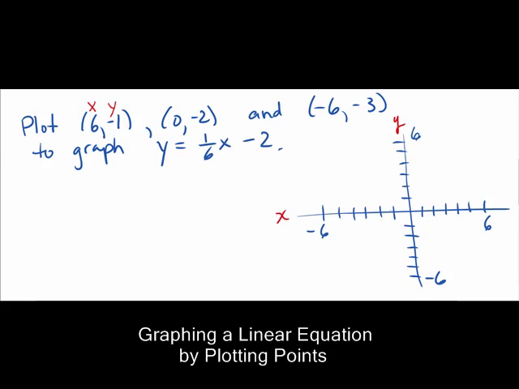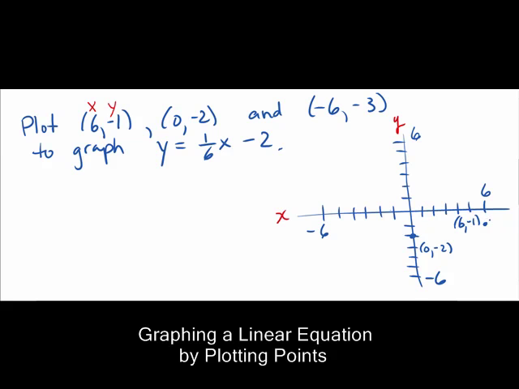To plot 6, -1, our starting point is always at the center, and we're going to go 6 to the right and then down 1 unit, and here we have the point 6, -1. It's always good to label your coordinates. Now let's plot 0, -2. 0 in the x coordinate means we're not going to the right or left, we're just staying in the center of the graph. -2 on the y coordinate tells us to go down 2. Here we have 0, negative 2.